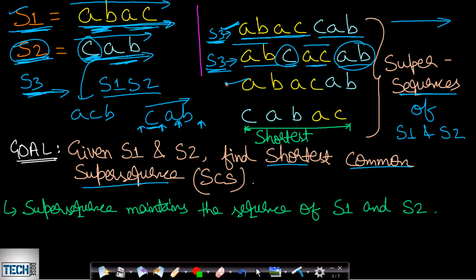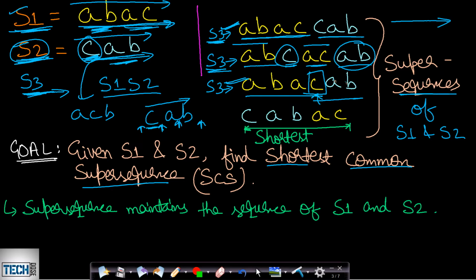Let us see this third example. In this third example, you can see that this is also a supersequence. And how is that? If you take this string S1 and find its subsequence in this string S3, then ABAC will match here. And if you take this string S2 and find its subsequence in string S3, then CAB will match here. You can see that this C is common in both S1 and S2, and so I have written it only once. So since we are writing the common character only once, therefore the length of this supersequence will be decreasing.